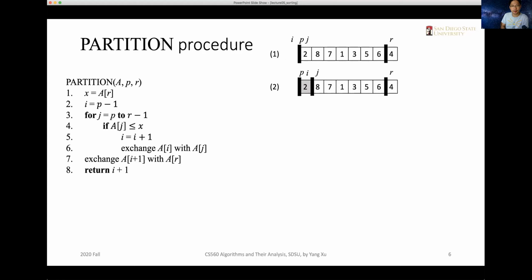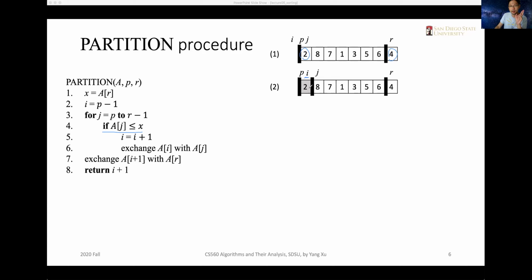So in the first iteration of the for loop, we are comparing the 2 with the pivot 4, right? And the 2 is smaller than the pivot, so the if condition is satisfied. So that's why we will increment I by 1. So now I reaches 1, right? It moves 1 position to the right, okay? And then we will exchange A[I] with A[J], because in the first iteration of the for loop, I and J are both 1. So this exchange actually does nothing. So 2 will remain in its position, okay?